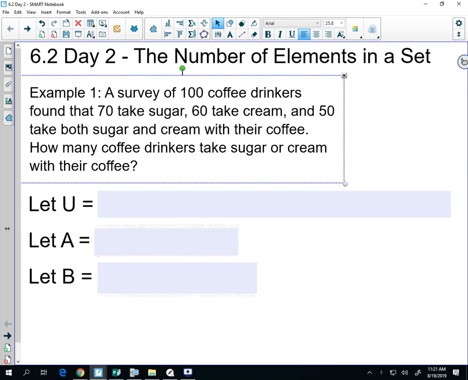We want to keep talking about the number of elements in a set. And so yesterday we worked more with just shorter problems. Today we're going to look at more applied problems.